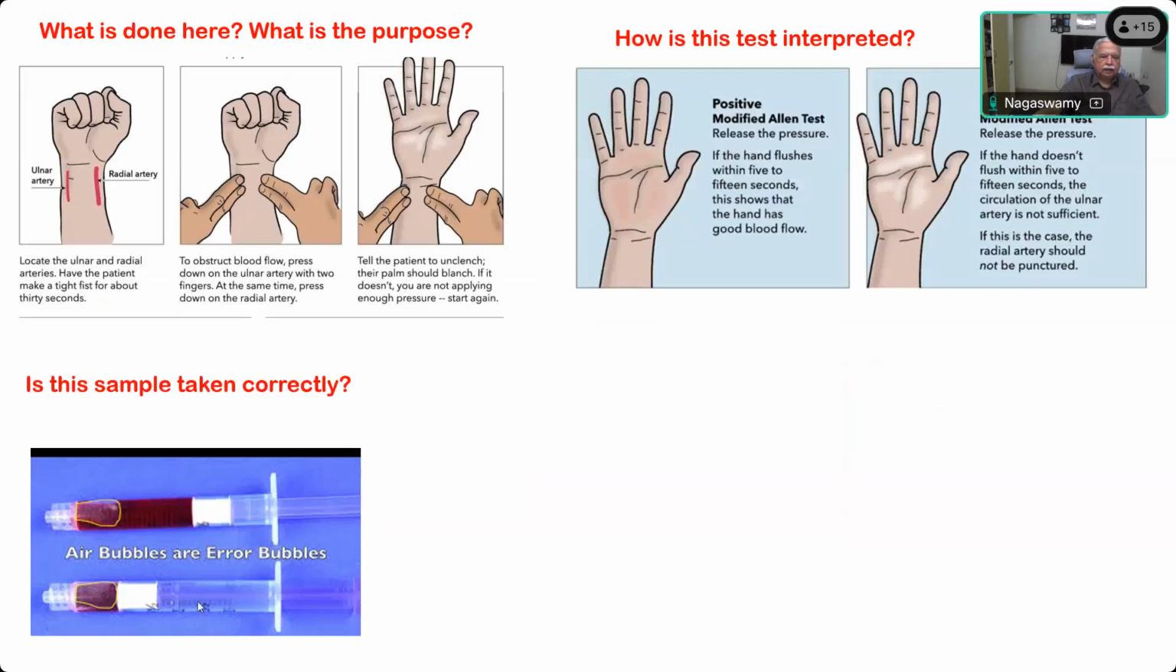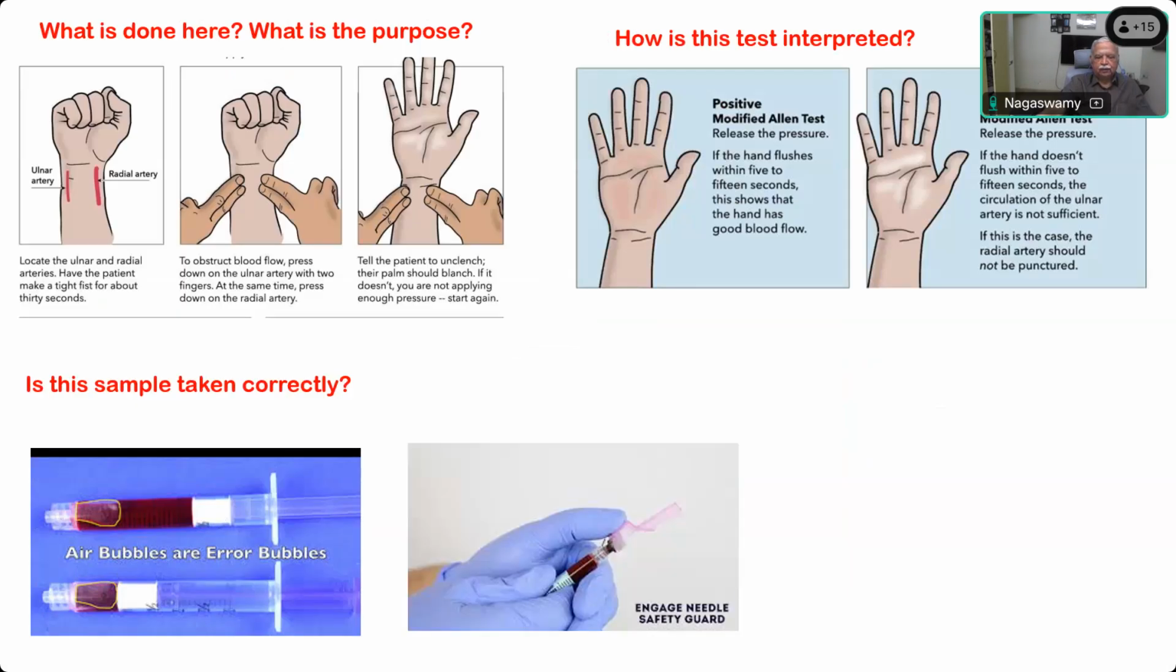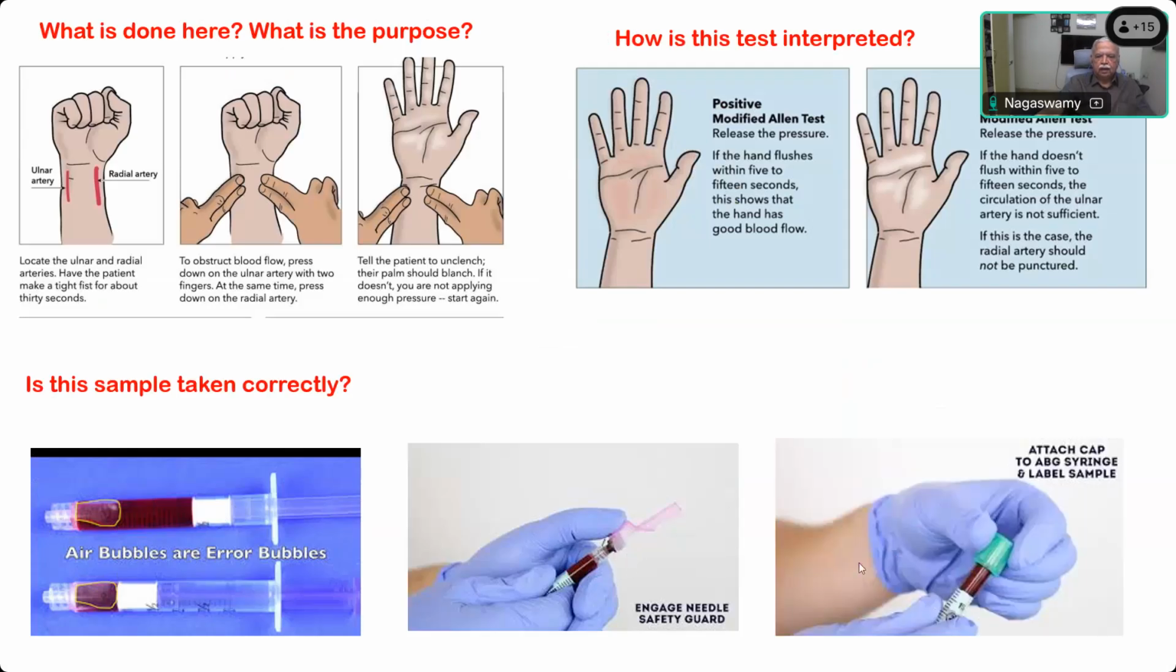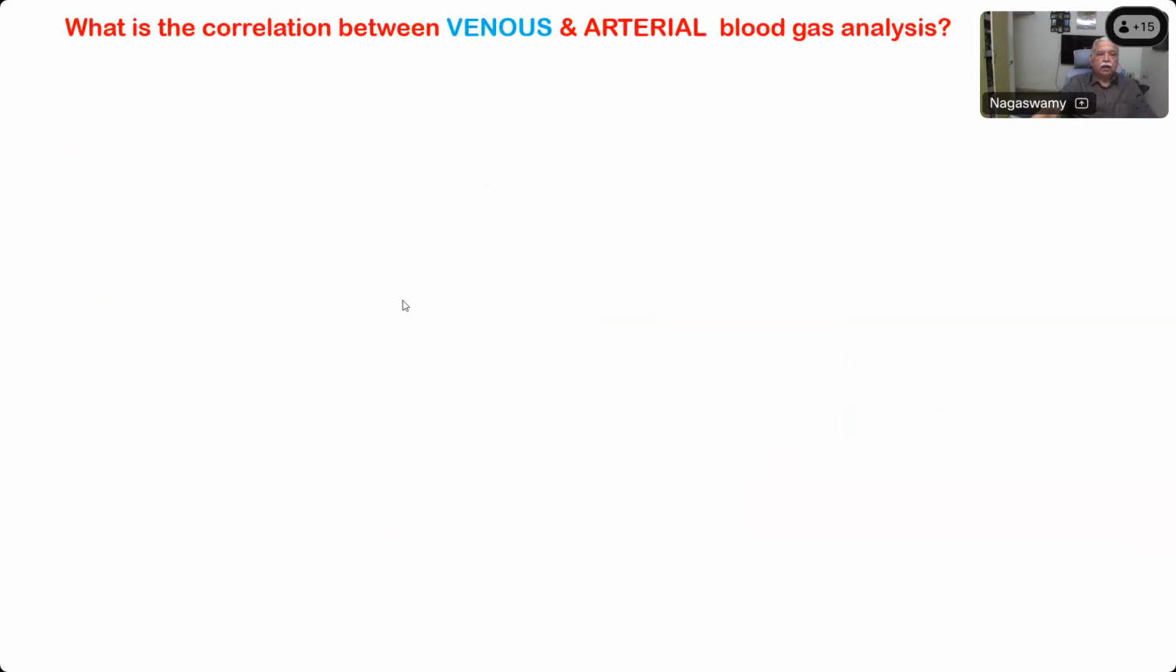Was the sample taken correctly or not? This has already been talked about in the first slide. So an air bubble has entered. What changes will happen if an air bubble is there? Falsely high PO2 and falsely low PCO2. So you must close the needle as soon as you take the sample and put a cap on it. This step is necessary to avoid air entering from the atmosphere or the sample getting spilled out.